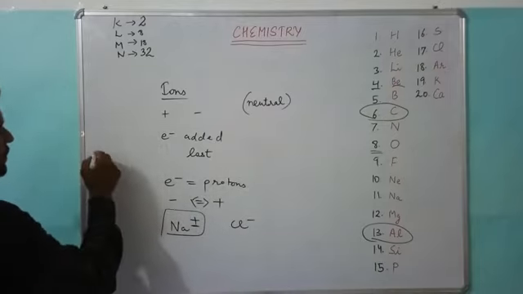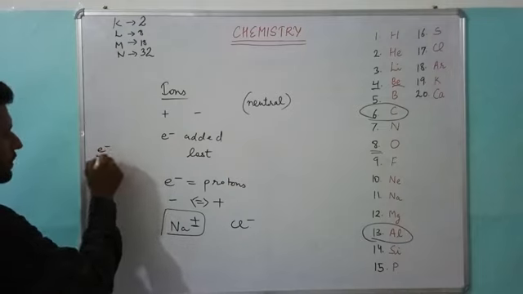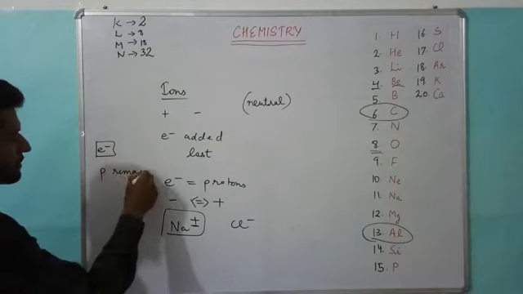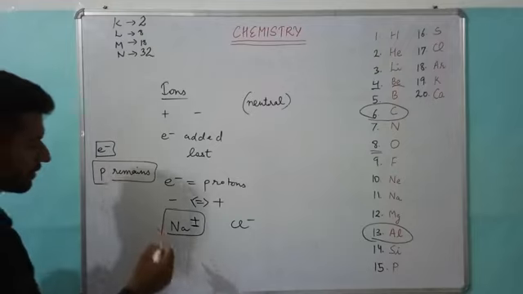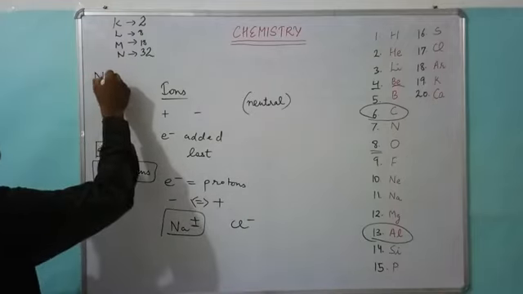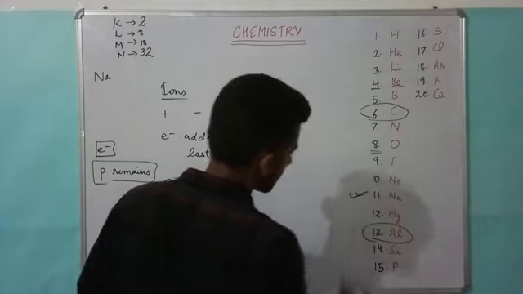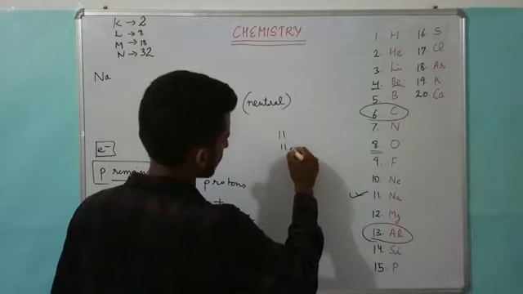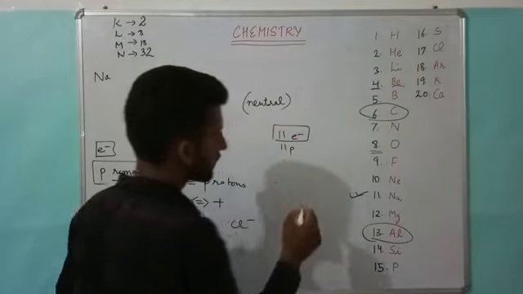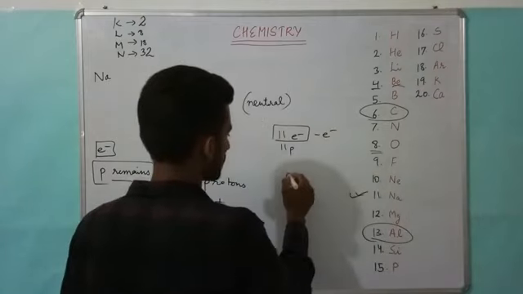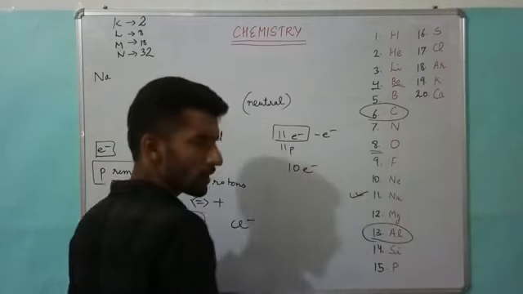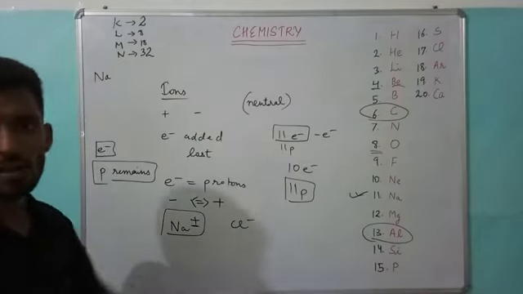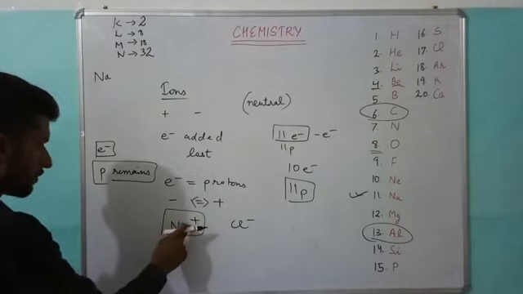Because the number of electrons is reduced, but the number of protons remains the same. Suppose you consider the case of sodium. How many electrons are there in sodium? It is 11. So 11 electrons and 11 protons. Now if one negative charge is removed, how much negative is there? 10 electrons, but the protons are the same. So one positive charge is extra, and that leads to the development of positive charge.